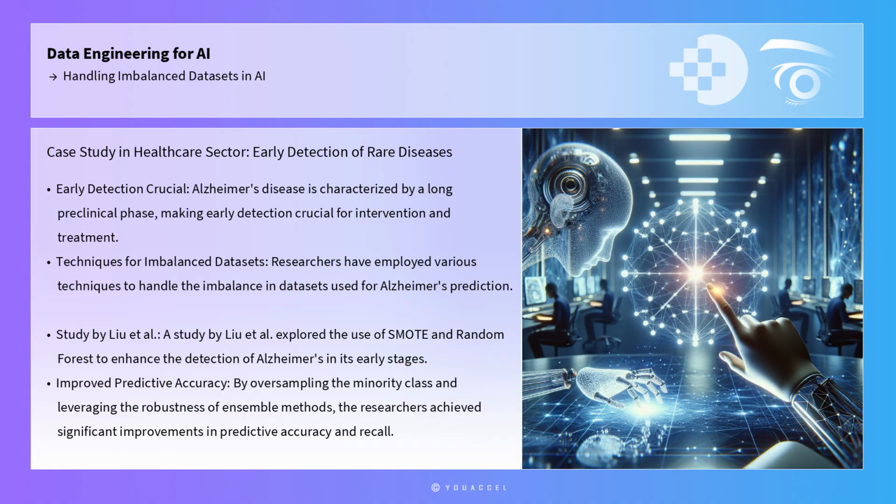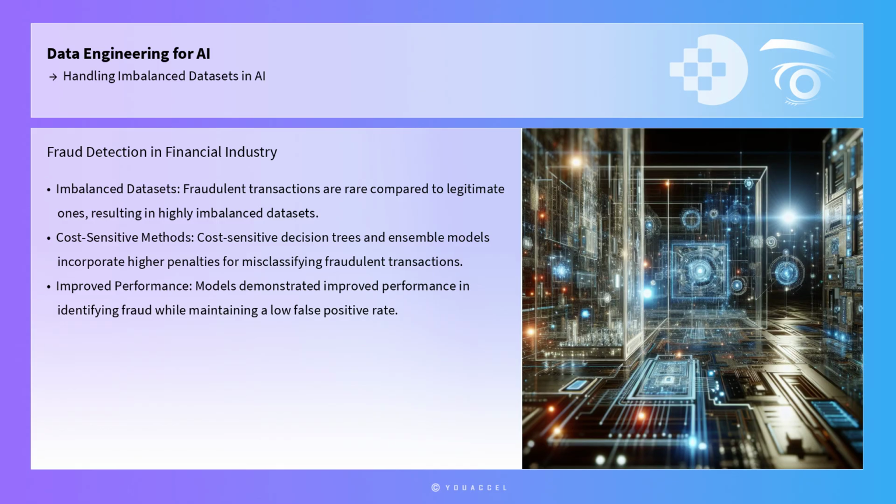Another notable example is in the financial industry, particularly in fraud detection. Fraudulent transactions are rare compared to legitimate ones, resulting in highly imbalanced datasets. In this context, cost-sensitive learning and ensemble methods have proven particularly effective.